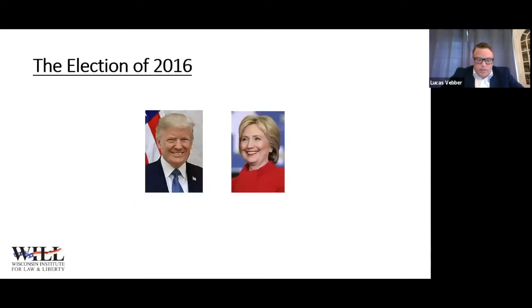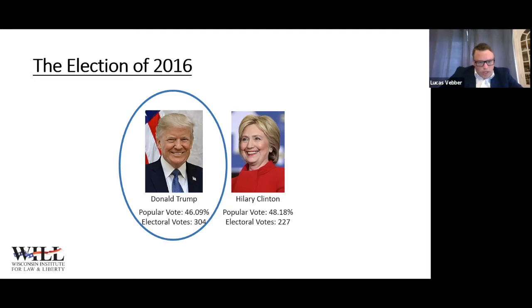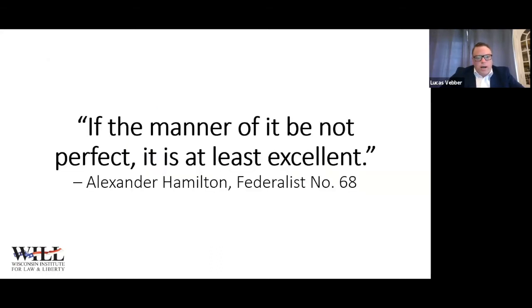And finally, the most recent election in 2016, where Donald Trump received 46% of the popular vote to Hillary Clinton's 48%, but Donald Trump received more electoral votes and was elected president of the United States. So our history is kind of dabbled with these types of elections where the electoral vote winner does not always match up with the popular vote winner.